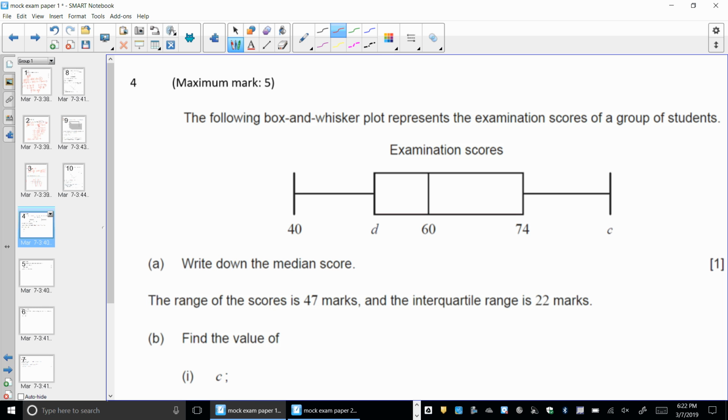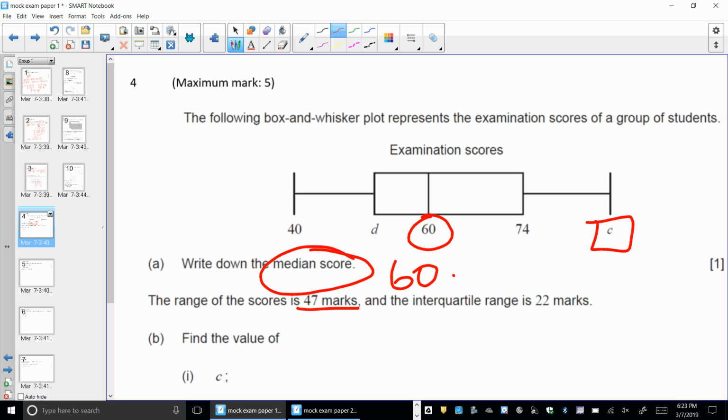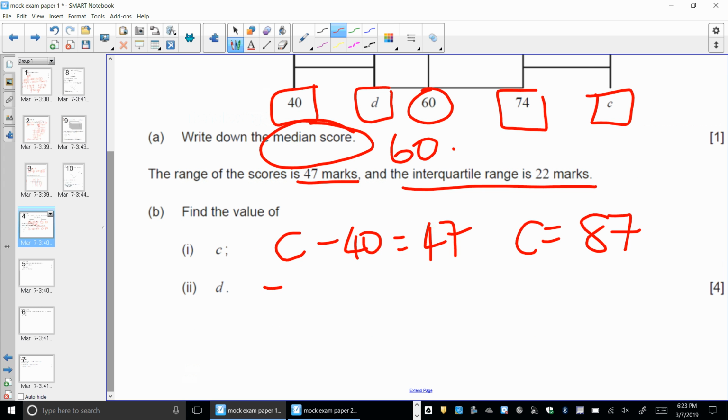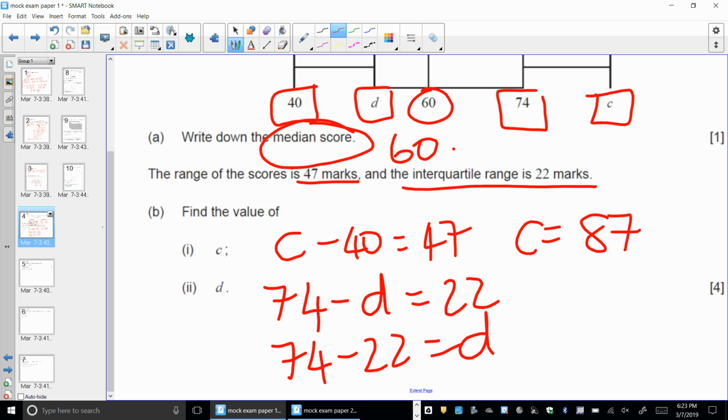Box and whisker plot. Write down the median score. The median score is shown by this value here, so that would be 60. The range of scores is 47. The range means it's this value subtract this value. So C subtract 40 is 47, and so C must be 87. The interquartile range is given by this value subtract this value. So 74 subtract D is 22, which means 74 subtract 22 is D. D is 52.